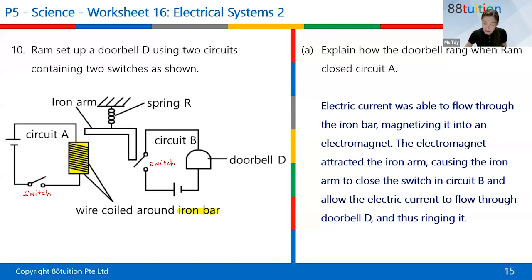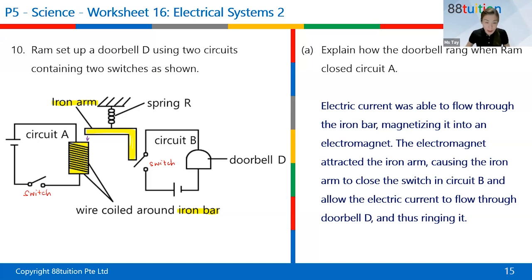Then it magnetizes this iron bar into an electromagnet. So when it's an electromagnet, it is going to attract the magnetic material. And over here, it is attracting the iron arm. What happened is there is the attraction. Let me show you the attraction. The attraction is here. So the iron arm is being attracted.